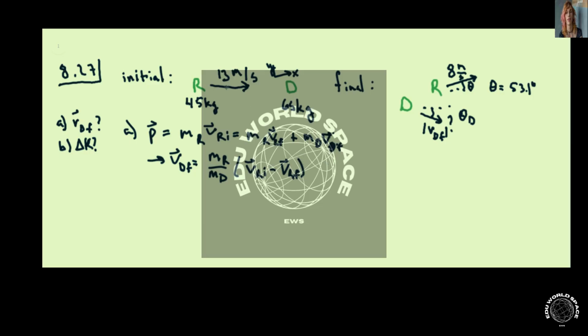So now her initial speed is going to be the 13 meters per second in the x direction, and her final speed is going to be that 8 meters per second times the cosine of the angle in the x-hat direction and the sine of the angle in the y direction.